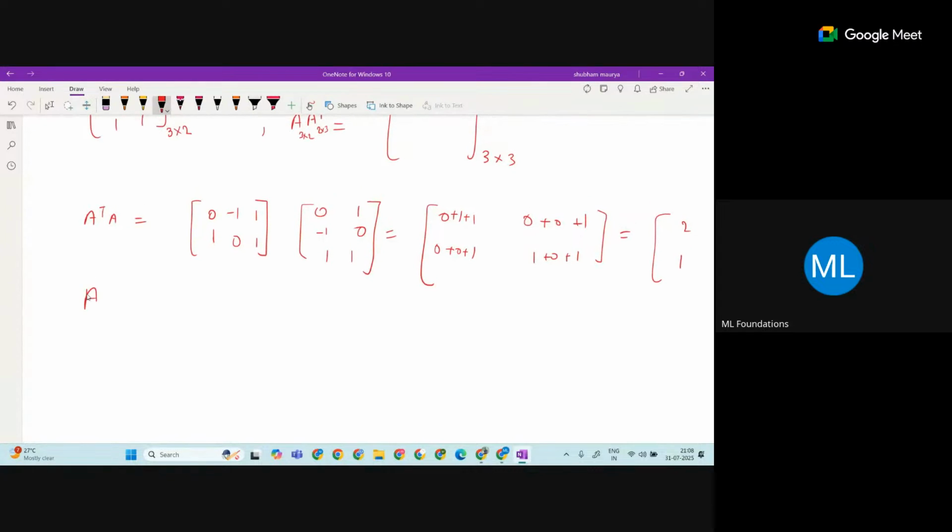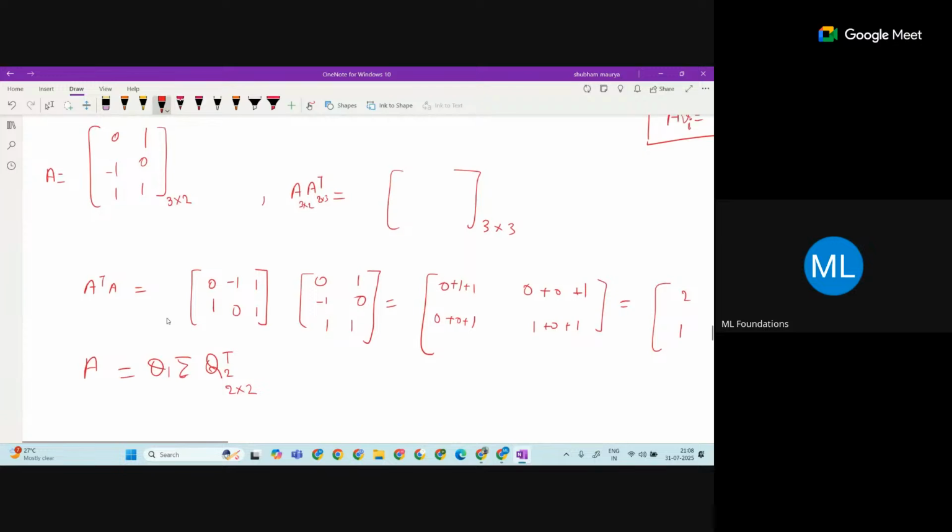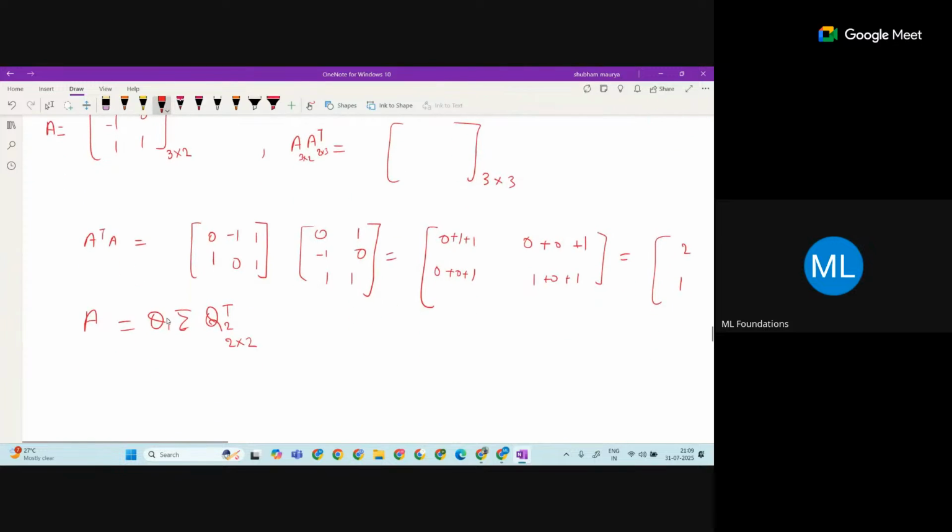Let's write the form here first: Q1 sigma Q2 transpose. Q2 has order 2 cross 2. Q1 has order 3 cross 3, as we just calculated, because this is of order 3 cross 2. So the right one is going to be of order 2 by 2, and the left one is going to be of order 3 by 3.